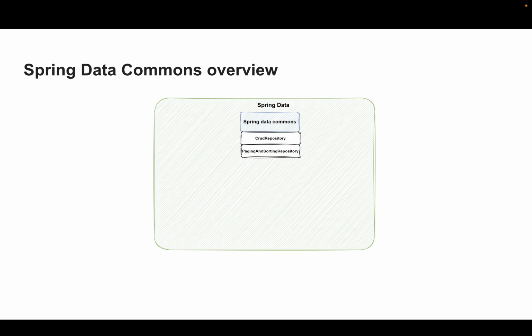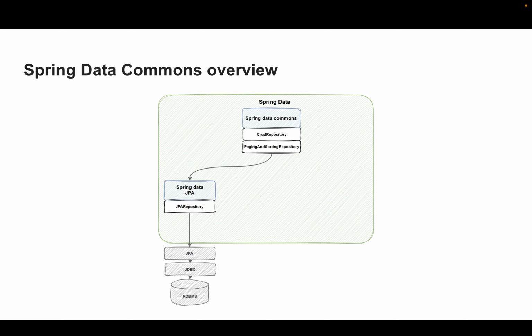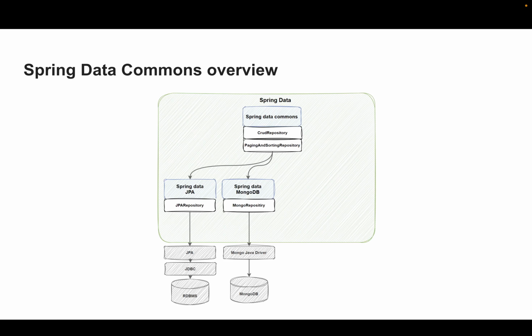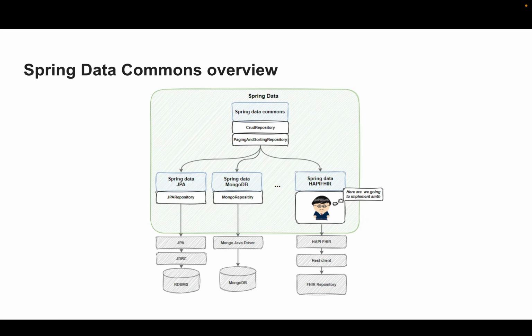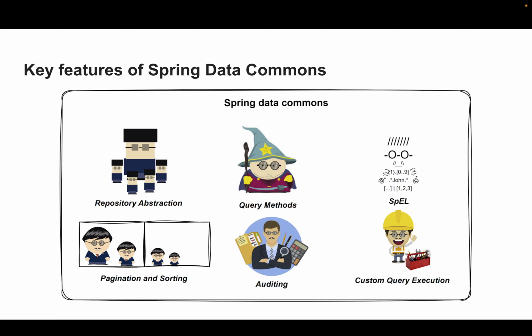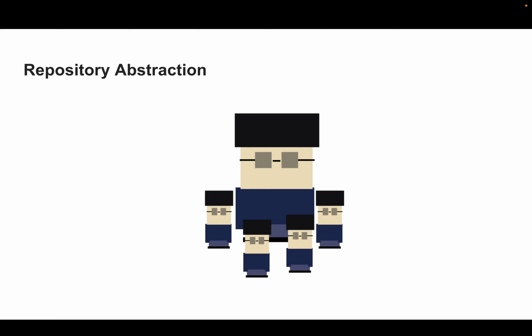Spring Data Commons is the project within the Spring Data ecosystem which has well-known implementations such as Spring Data JPA or Spring Data MongoDB, and today we are going to create another implementation called Spring Data FHIR. John asked his friends from John's Multiversary to help us explain different key features of Spring Data Commons. So let's get started. Repository abstraction.